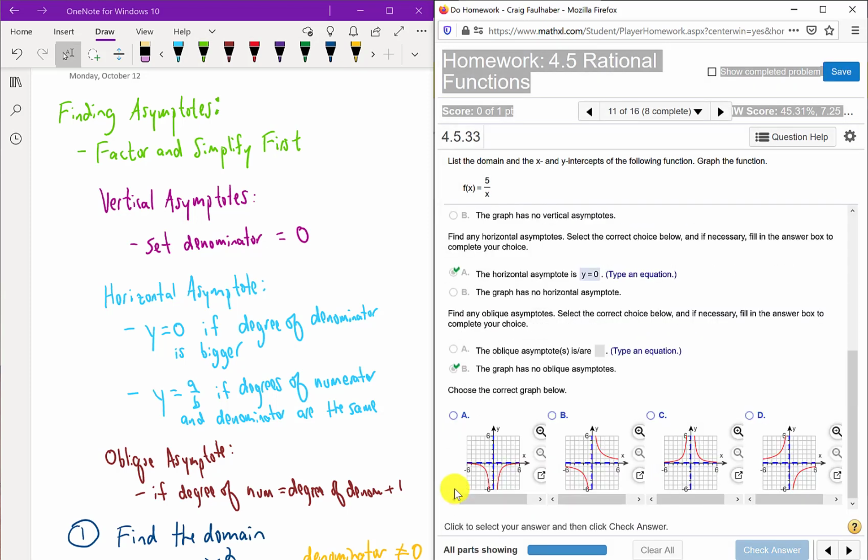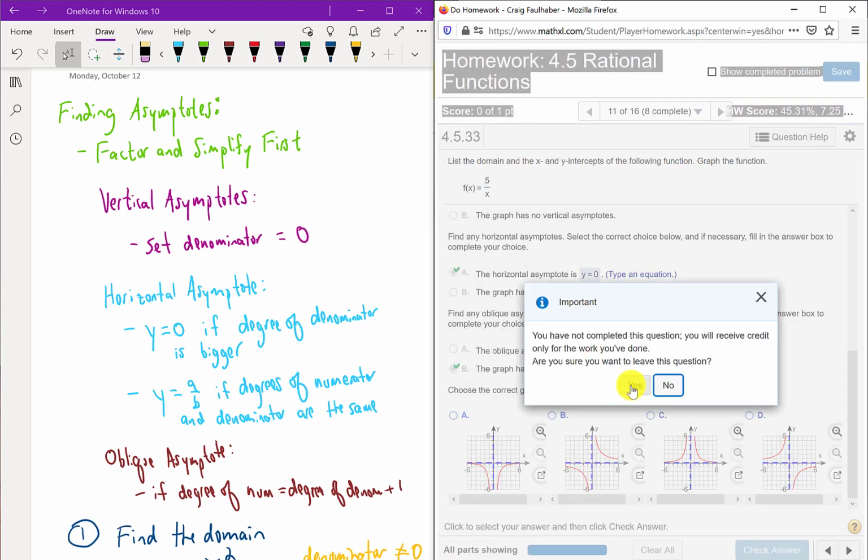Okay, let's take a look at another one. I'm going to let you graph these things on your own. Use Desmos, use whatever graphing tool you want, use your TI-83. I'm going to move on to the next problem.